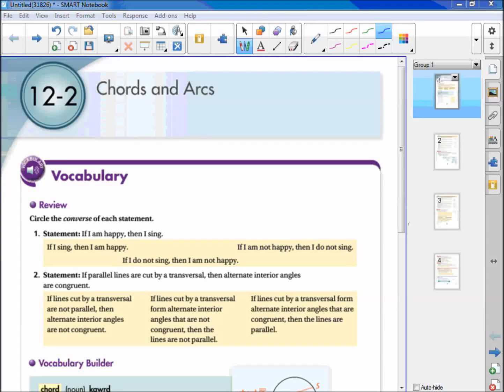Hello again, welcome back to another lesson in geometry. Today we're covering section 12-2, chords and arcs. So we've seen arcs, remember minor arcs and major arcs before, but nothing about chords yet.